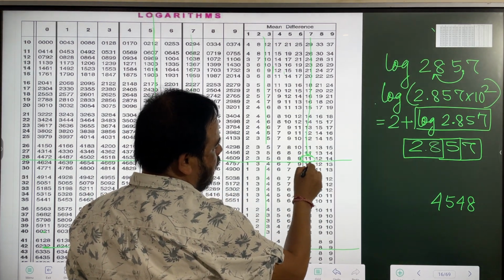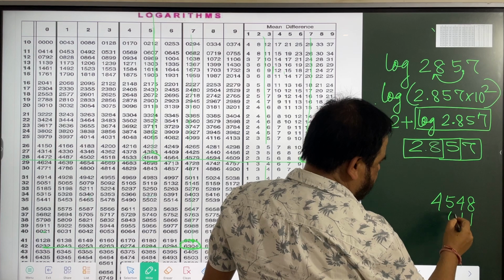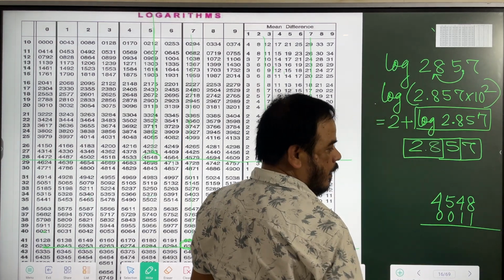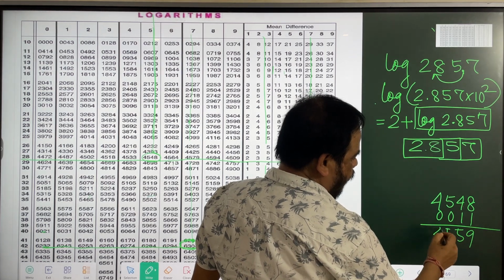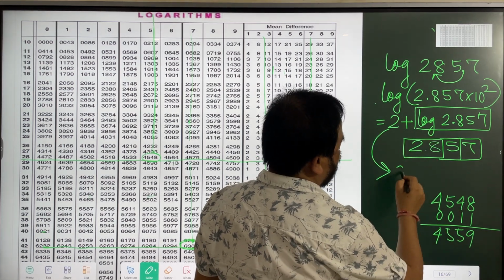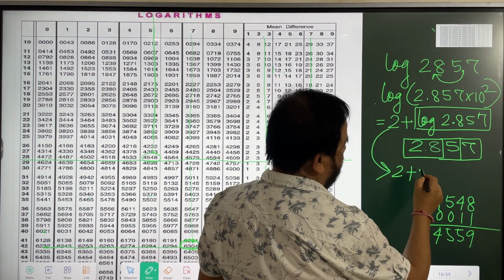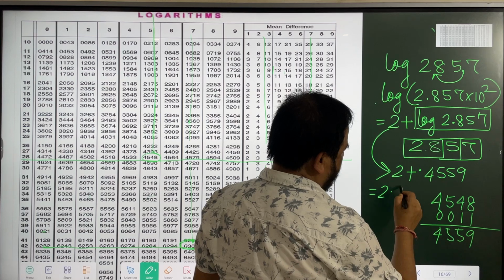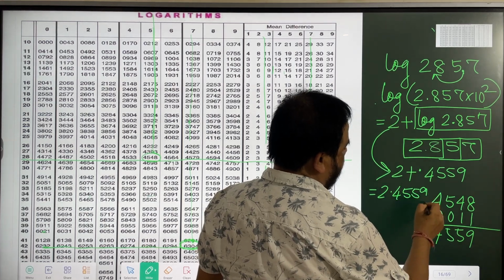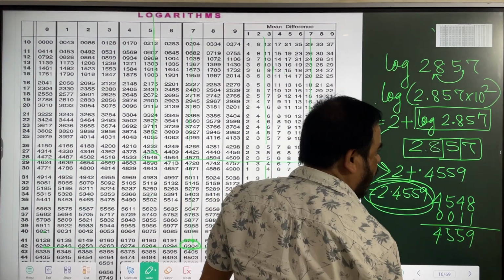There is 11. So we will add 11 here. 0, 0. This way. 8 plus 1, 9. 4 plus 1, 5. 5. 4. So here what you will add? 2 plus decimal 4559. So 2.4559. This is the answer.